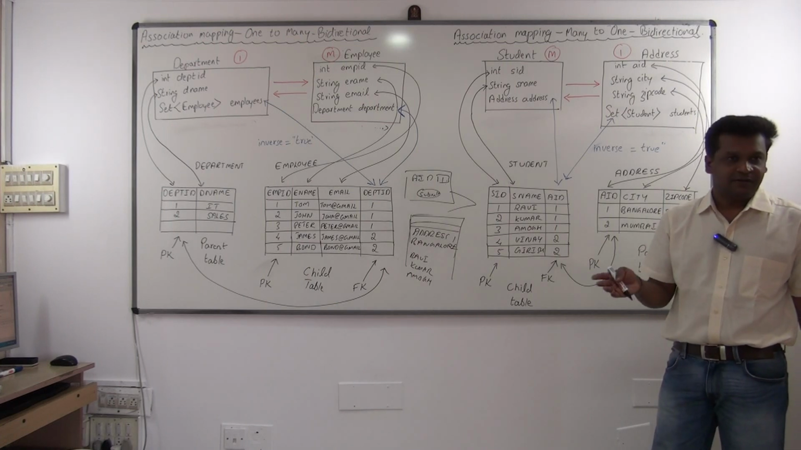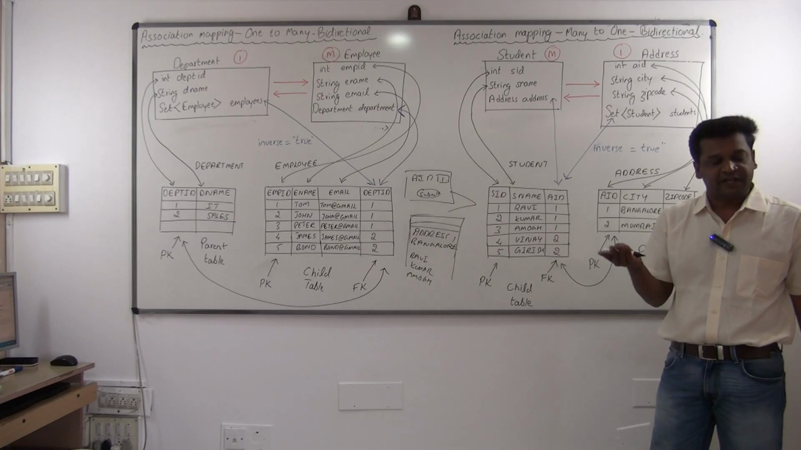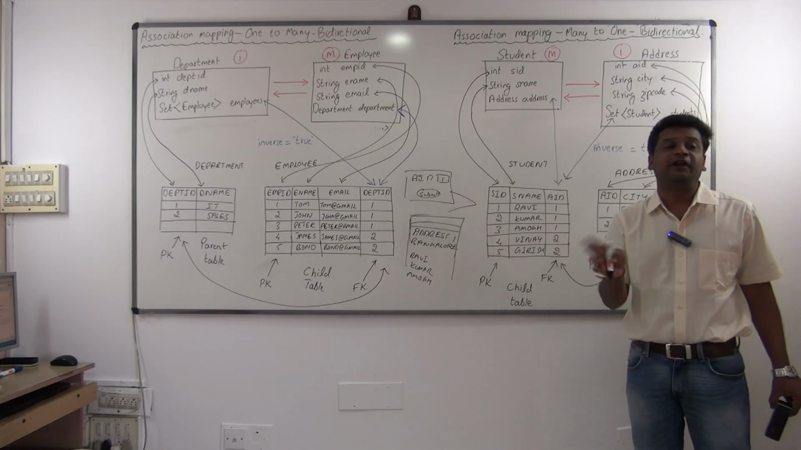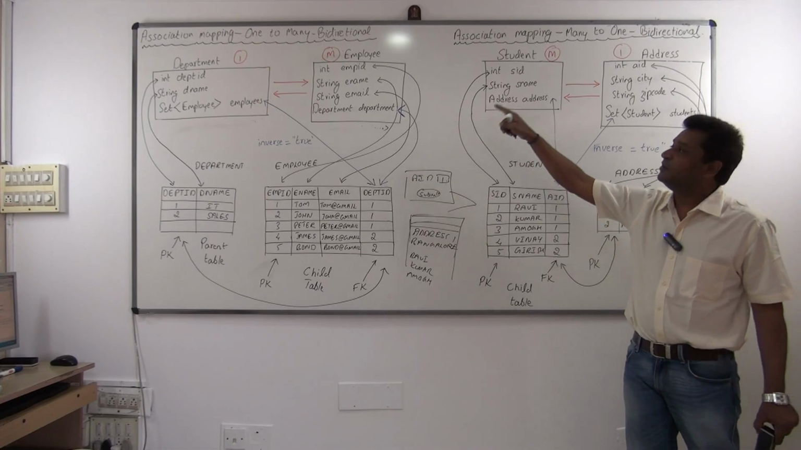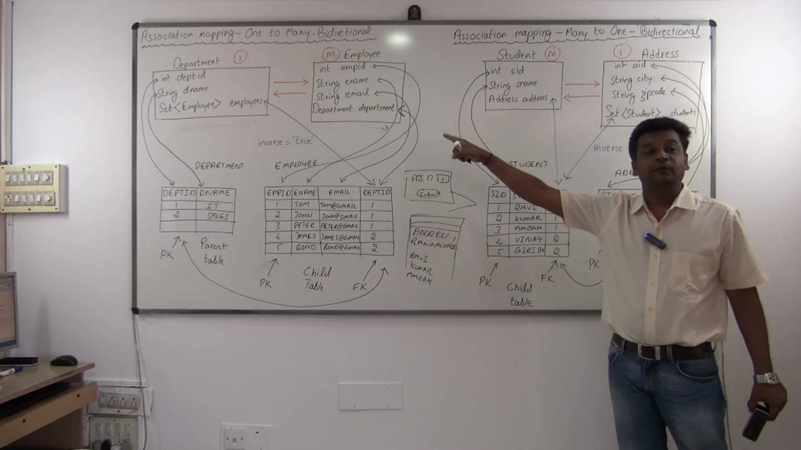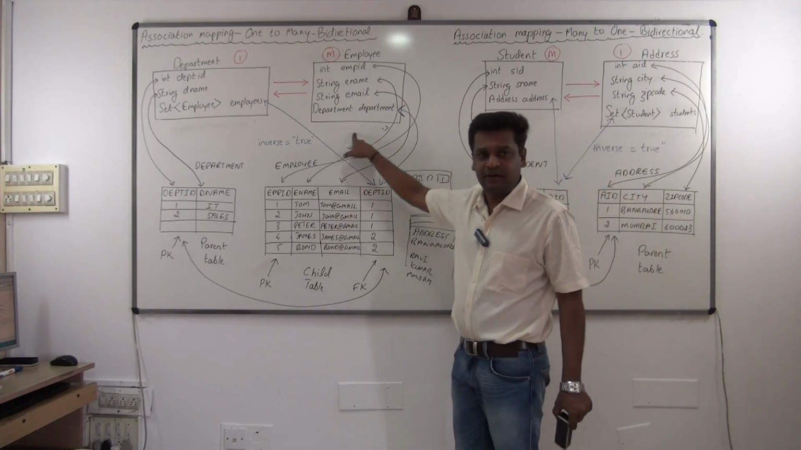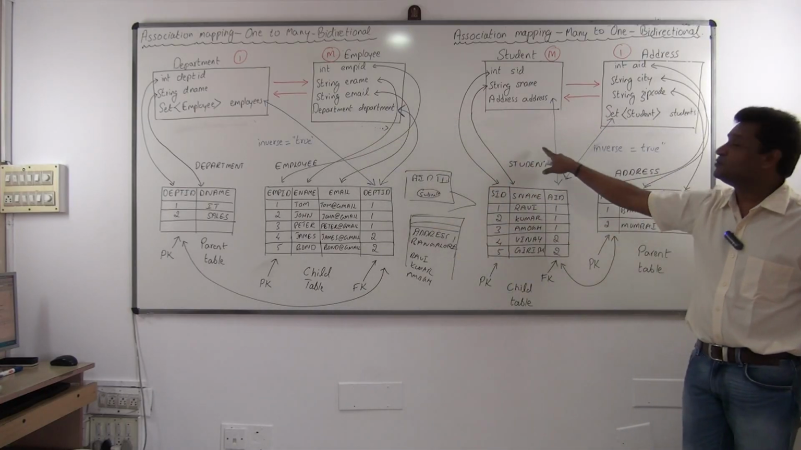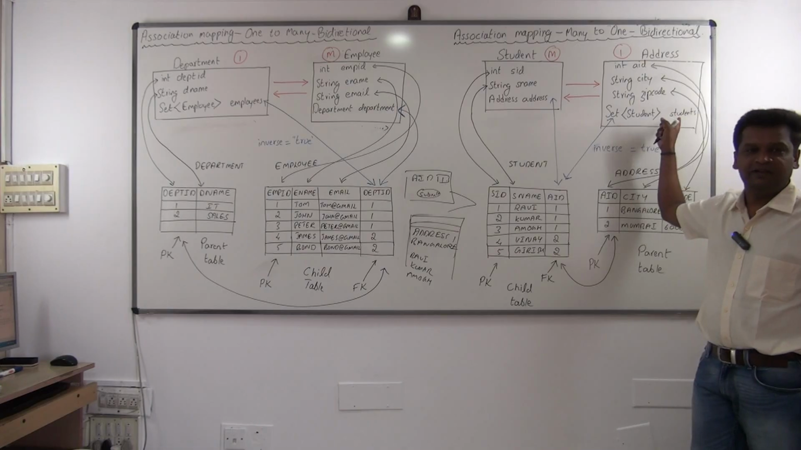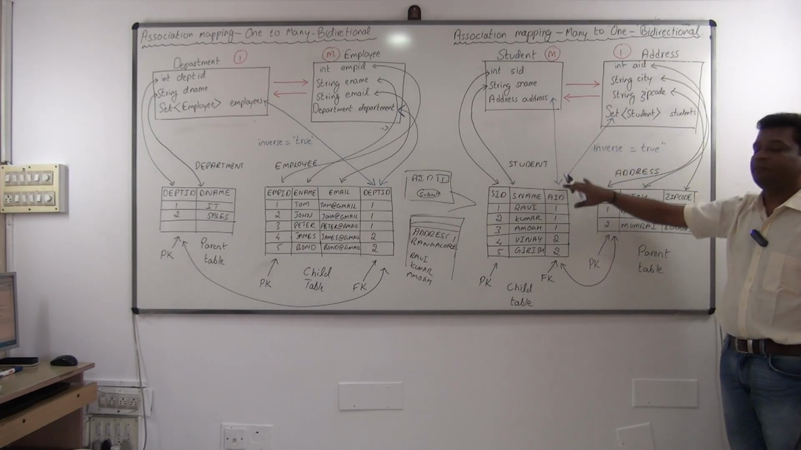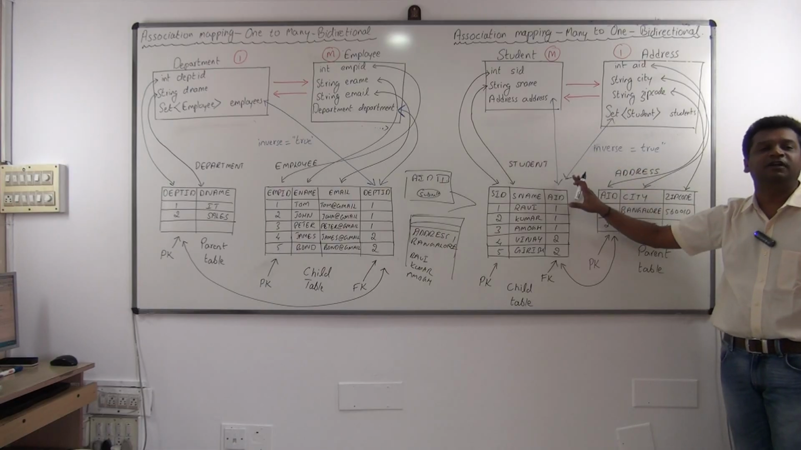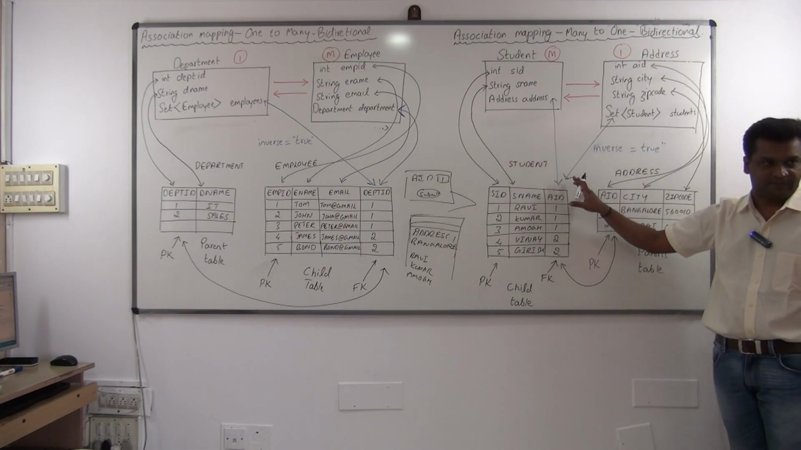But which tag to use will depend on the cardinality. If it is one to many, you'll use the one to many tag on that side and the many to one tag on this side. But if it is many to one, you'll use many to one here and one to many this side. That's it. It depends on the cardinality you are using. And both the tags will be mapped to one particular column now. Which one? The foreign key column.